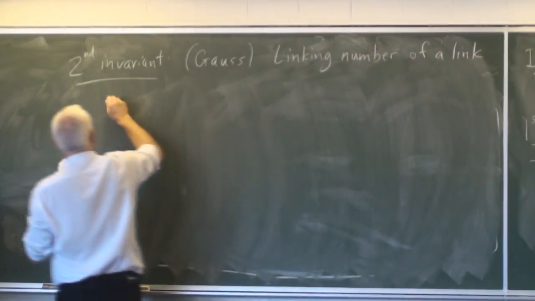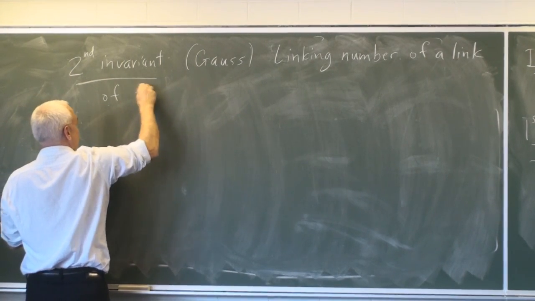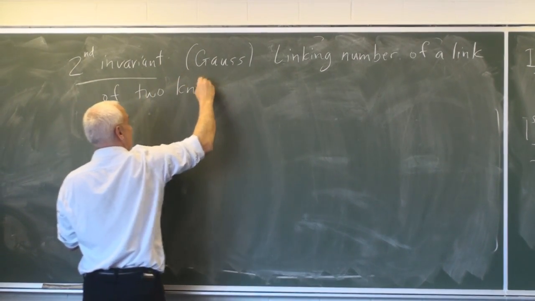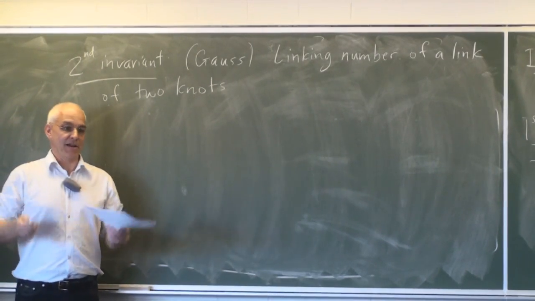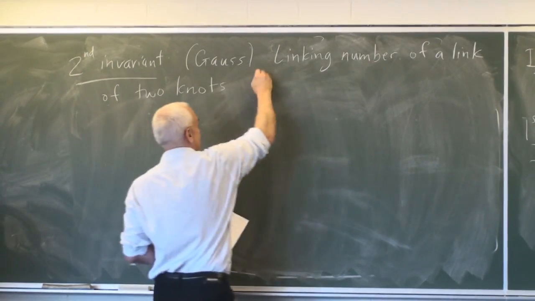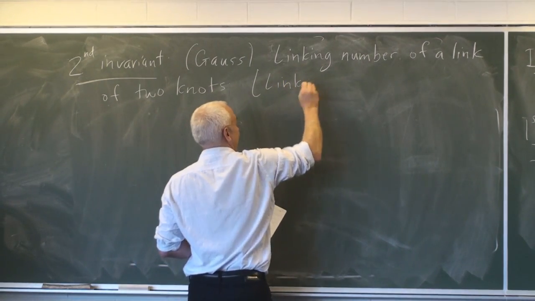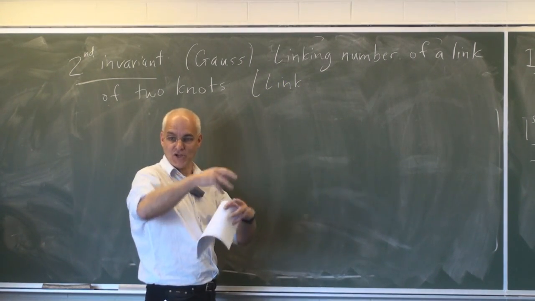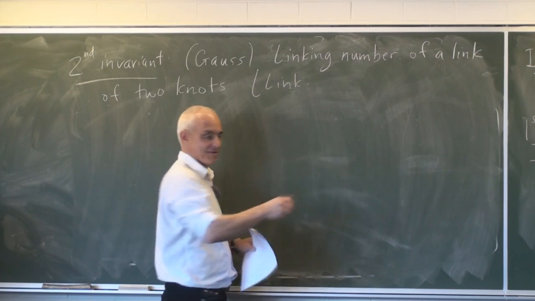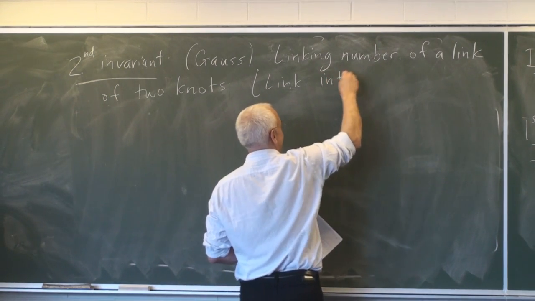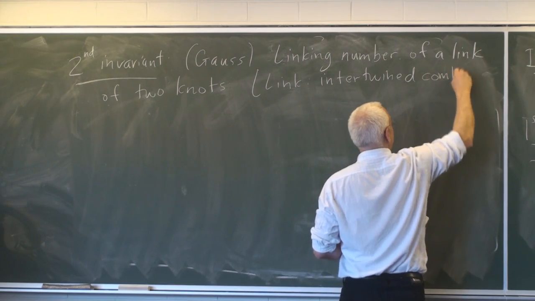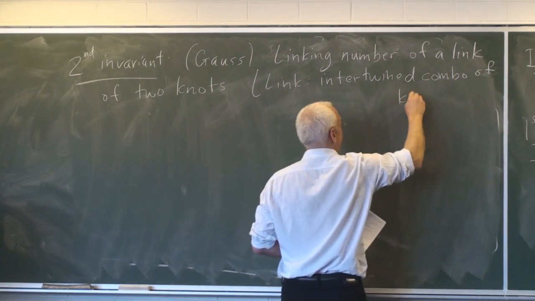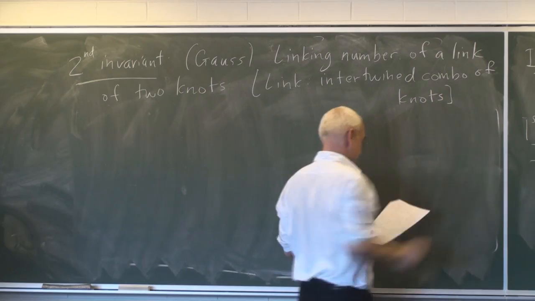of two knots. So it's a little bit different. Now we have two different knots. When you have more than one knot, it's usually called a link. A link, in general, is a perhaps intertwined combination of knots. So it's a more general object.